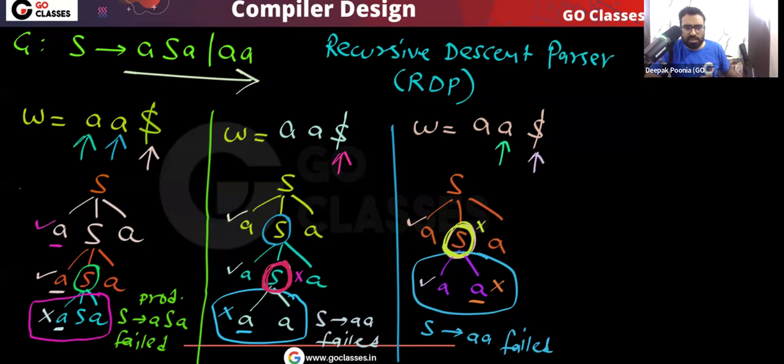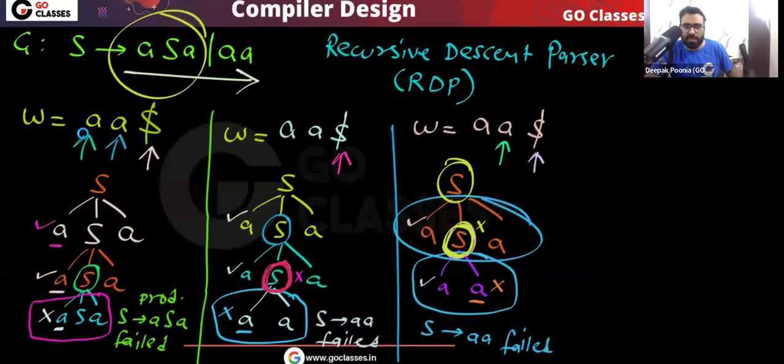Now you can see, because this production has failed, to this S what will we say? We will say that your ASA has failed. Yes or no? We will say, your ASA production has failed. So what will this initial S tell us? It will reply, no problem, if this has failed, I will try the next. So now this S will try the next production.